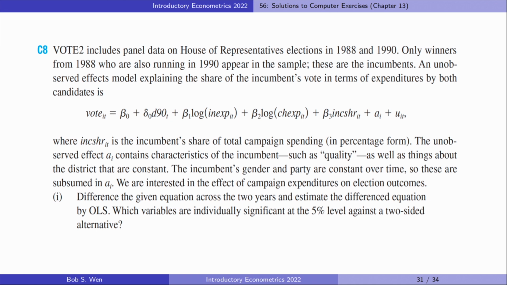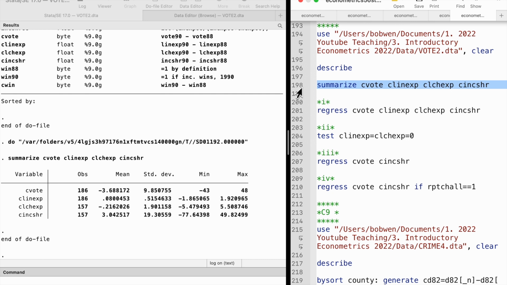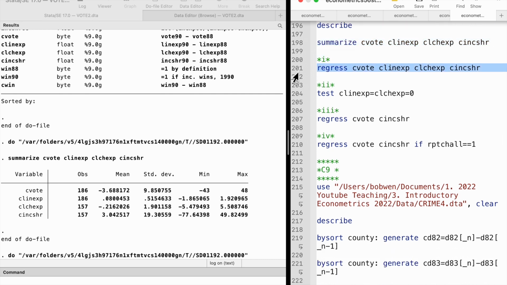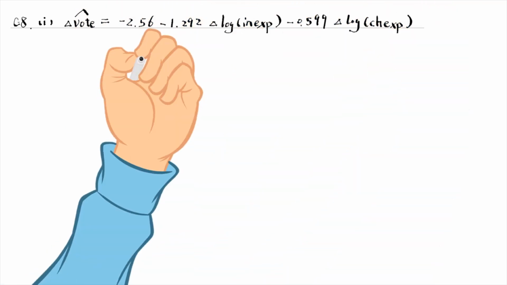The unobserved effect a_i contains characteristics of the incumbent, such as quality, as well as things about the district that are constant. The incumbent's gender and party are constant over time, so these are subsumed in a_i. We are interested in the effect of campaign expenditures on election outcomes. In part 1, we difference the given equation across 2 years and estimate the first difference equation by OLS. Which variables are individually significant at the 5% level against a two-sided alternative? The intercept and the difference in the incumbent's share of total spending are statistically significant at the 5% level.